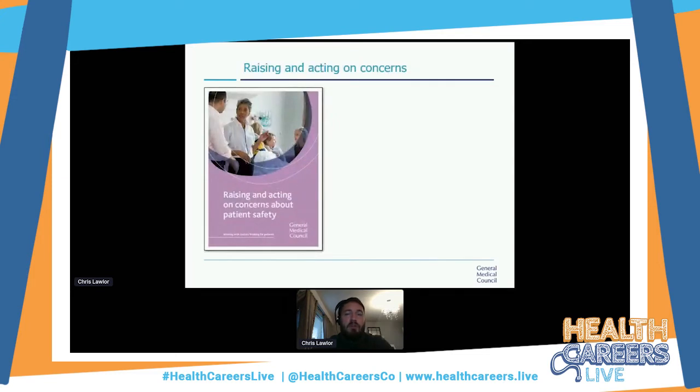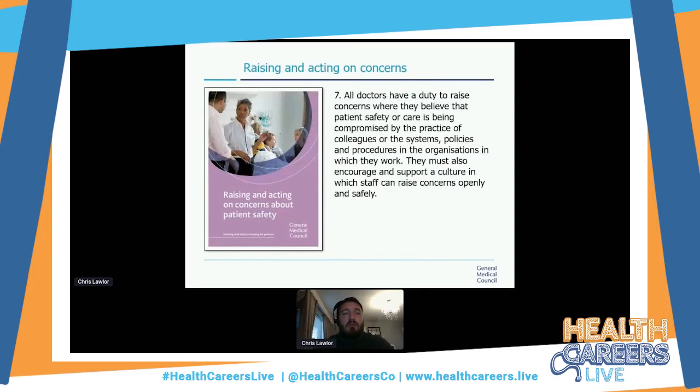We also have guidance that relates to raising and acting on concerns. So if we have concerns, with this scenario that we've just looked at with Dr. Sharma, if that type of scenario is happening on a regular basis, and we are concerned that patients are often being put at risk and not being looked after and cared for as we would expect, then we have a duty to report those concerns.